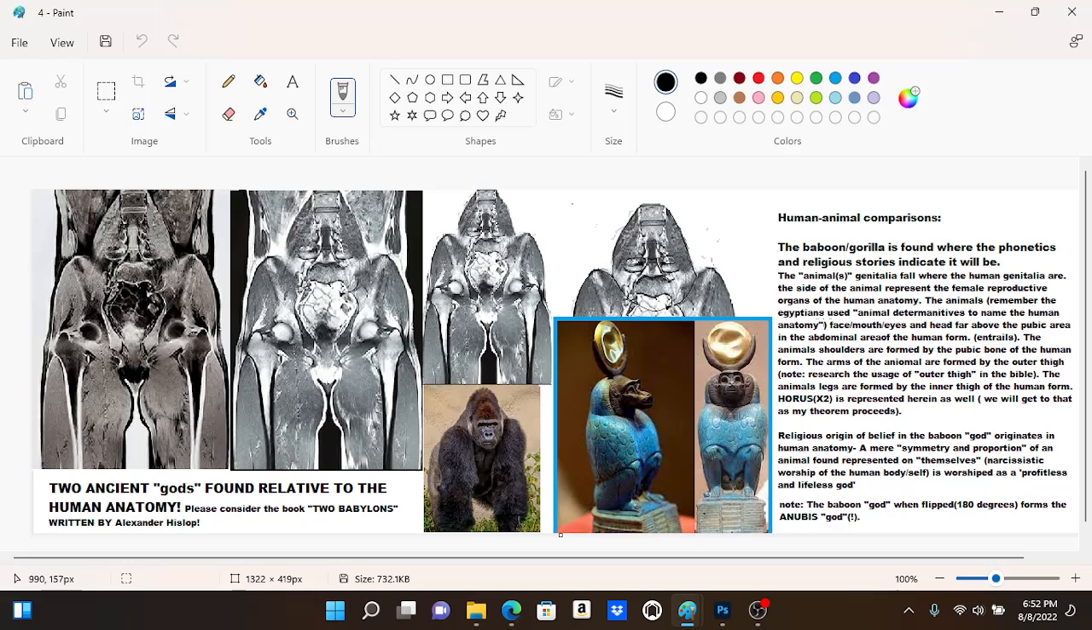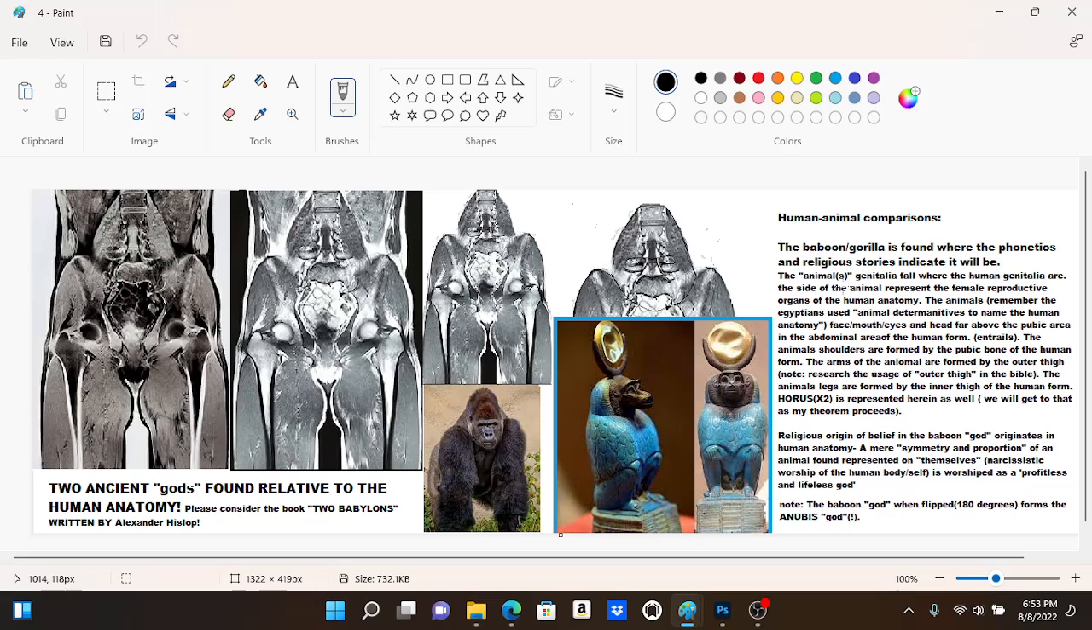I'm going to show this. But as it concerns these comparisons, the baboon here was derived from the part of the human anatomy that I've shown here. And I'm going to actually break it down and show what parts of the baboon or the gorilla are formed by what parts of the human anatomy. I'm just going to read this real quickly, and you can compare these images as I'm reading to see that. When I refer to the animals, I'm referring to the baboon and the gorilla as demonstrated. So as I read this, I'm just going to say animals as referring to those two. These animals' genitalia fall where the human genitalia are.